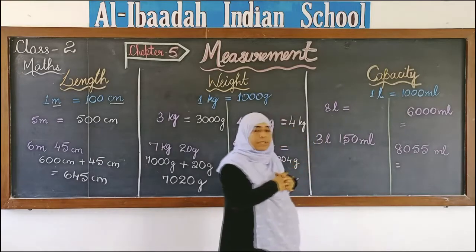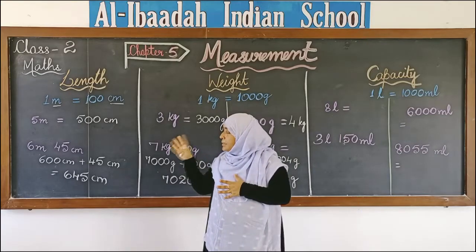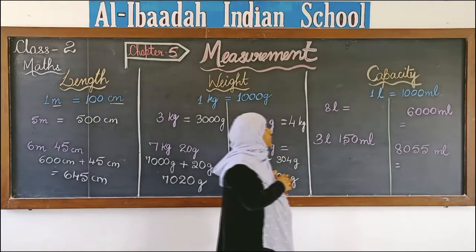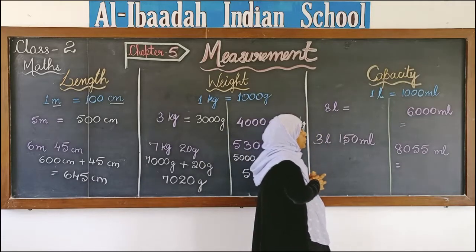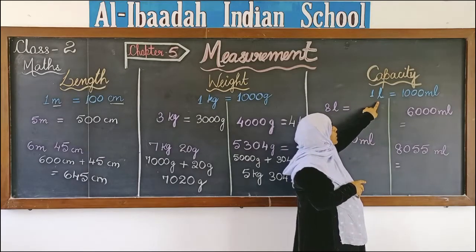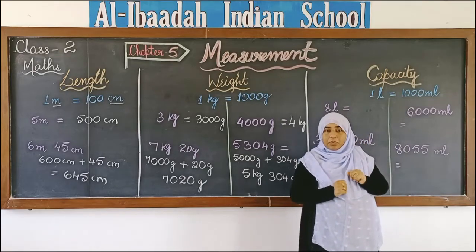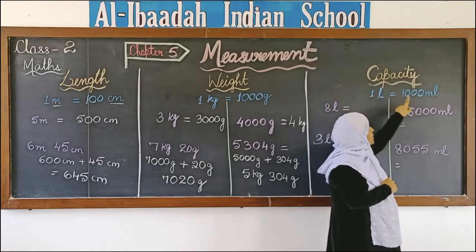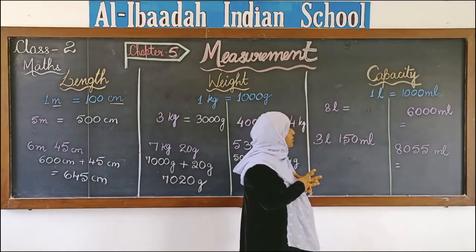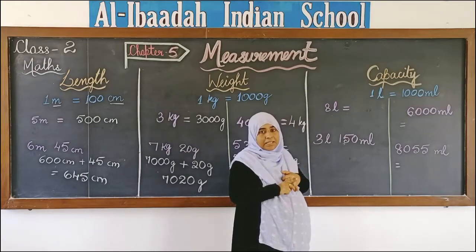Now when we have the containers, we need the units also, same like length and weight. Capacity also we need some units to measure. Now there are many units that we use to measure the capacity, but today we are going to learn only about liter and milliliters. The two units that we are going to learn today are liters and milliliters. There are many other units like kiloliters, decaliters, etc. But today you need to know about liter and milliliter.